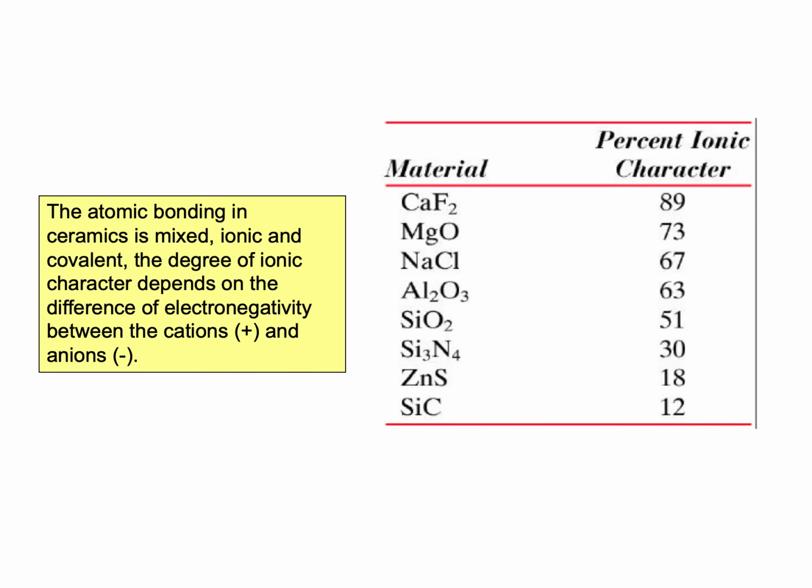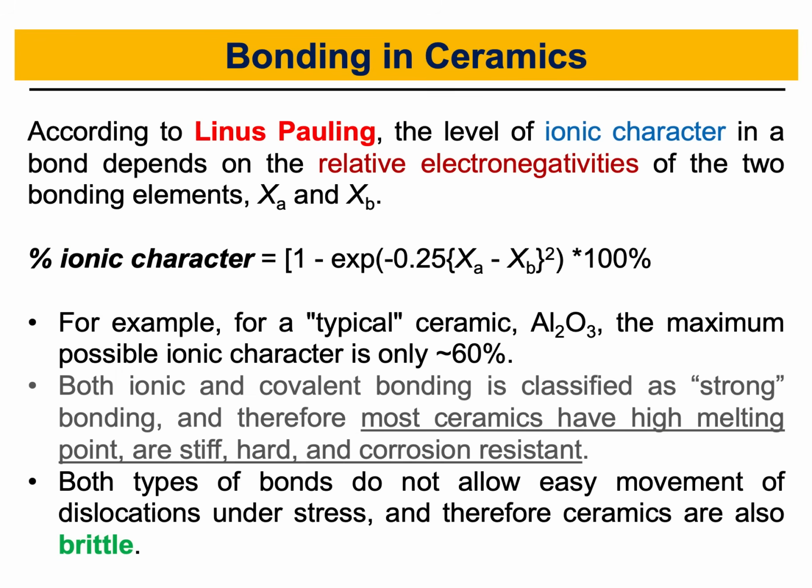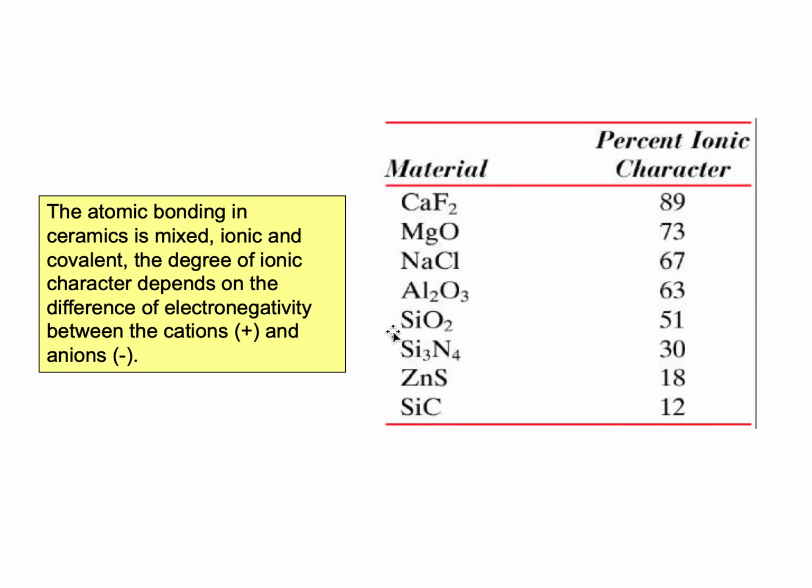If you want to learn more about this ionic character, this is a list of examples of ceramic materials, and it shows you the percent ionic character. You can see that carbon silicon is 12% ionic, and the rest is covalent, up to calcium ferrite, which is 89% ionic, and the rest is covalent.